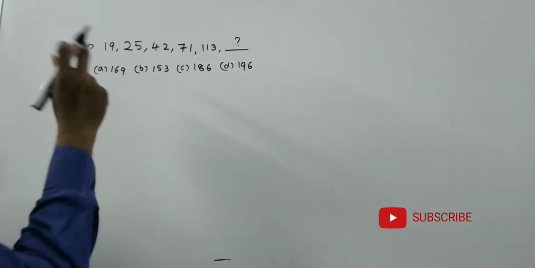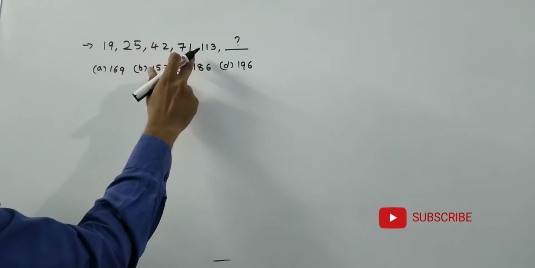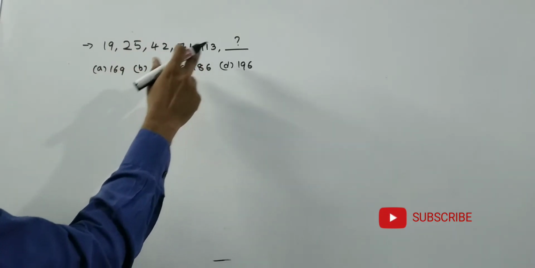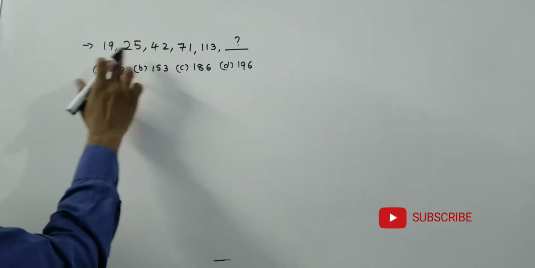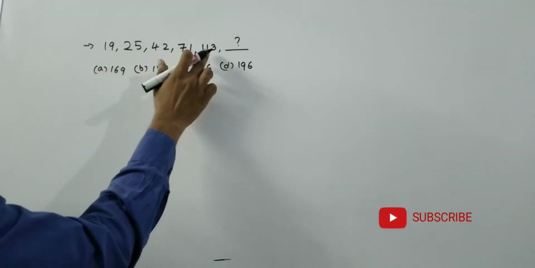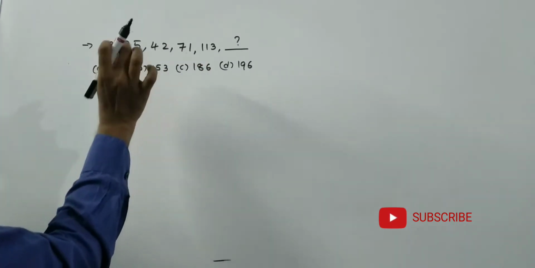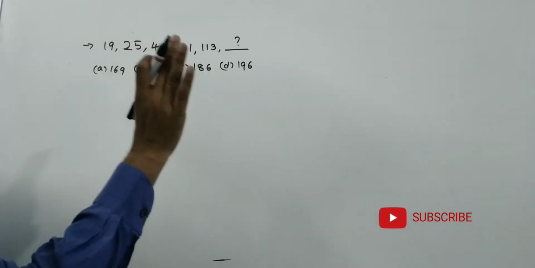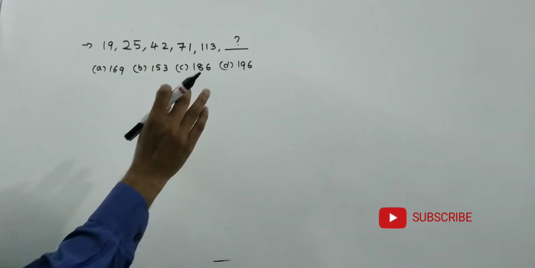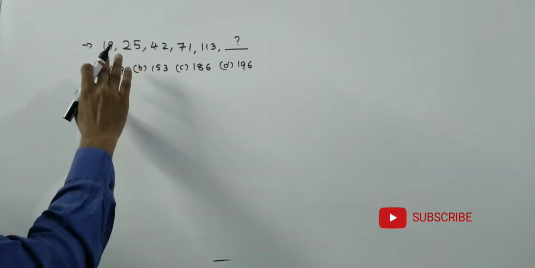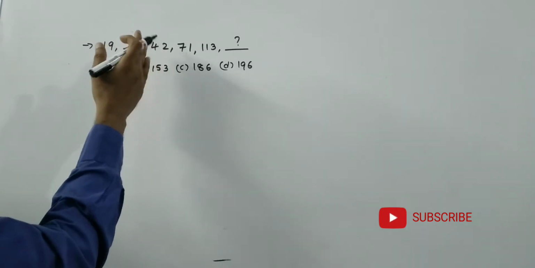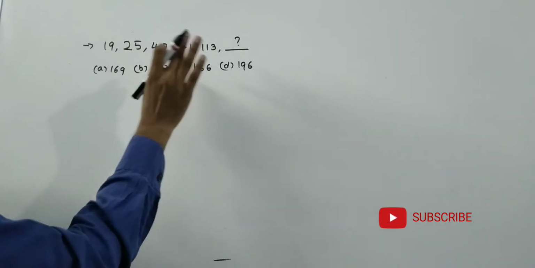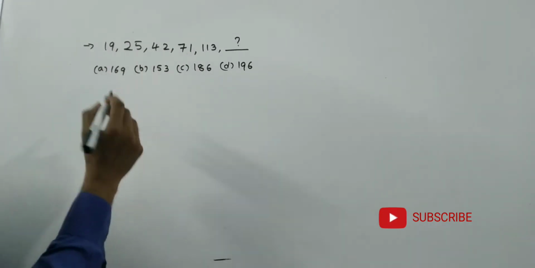See friends, you just observe, are these numbers nearer to any squares or any cubes? 19, 25, 42, 71, 113. Here 25 is the square of 5. The remaining are not nearer to any square or any cube of a number, or to multiples of the previous number either. So friends, go for difference.